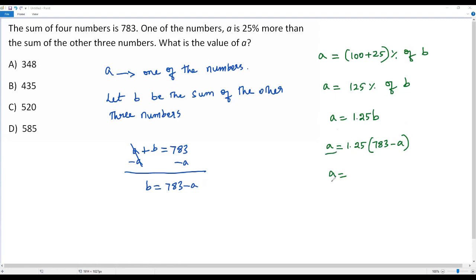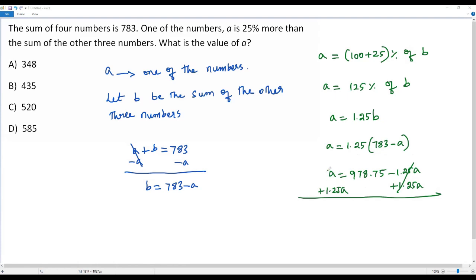Here I have written the left side as it is. Now let's distribute this 1.25 to the 783 and negative A. When you distribute to 783, we have to multiply 1.25 and 783. When I multiply them, I am getting 978.75. When I multiply 1.25 and negative A, I am getting negative 1.25A. Now let me add 1.25A to both sides. When I do so, the negative 1.25A and positive 1.25A will cancel.